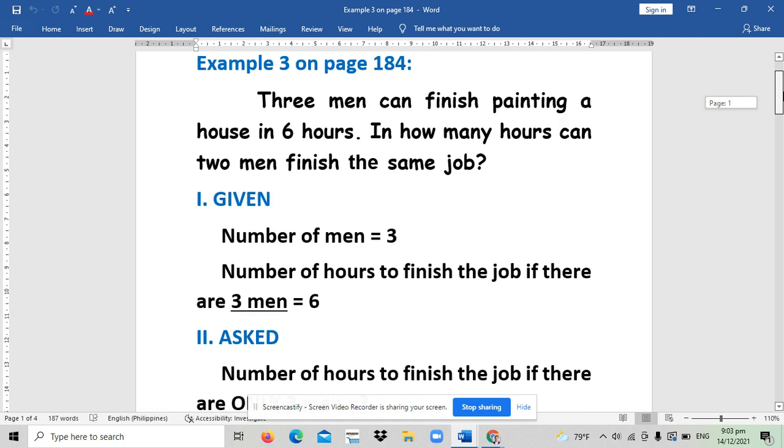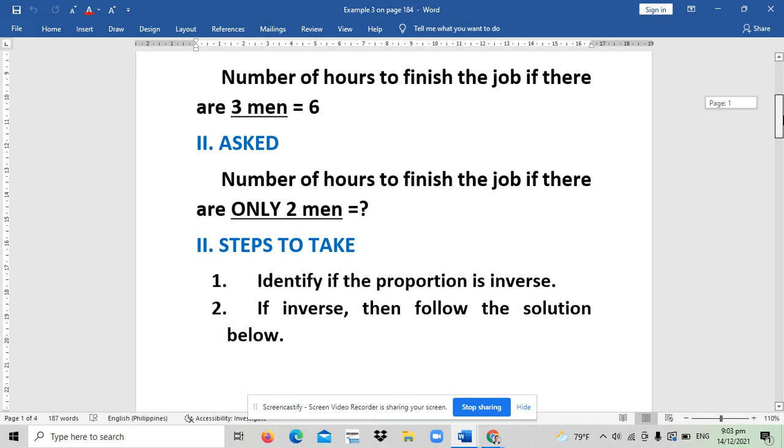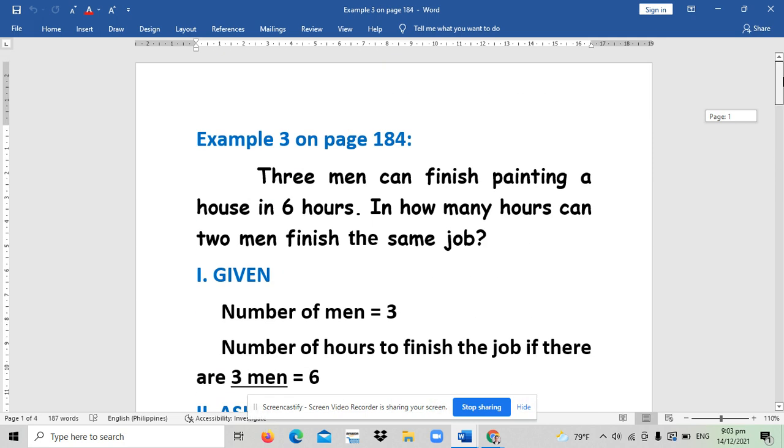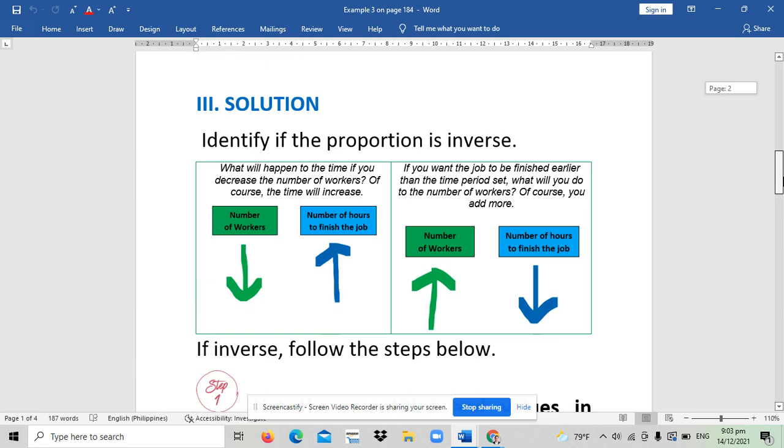So here are the steps to take in order to answer that particular problem. First, you have to make sure that the proportion in the situation is inverse. And secondly, if it's inverse, then you follow the solution below. In the previous discussion, we already know that this problem involves an inverse proportion. As the number of workers decreases, the number of hours to finish the job will increase. And if the number of workers increases, then it will take less time to finish the same job.